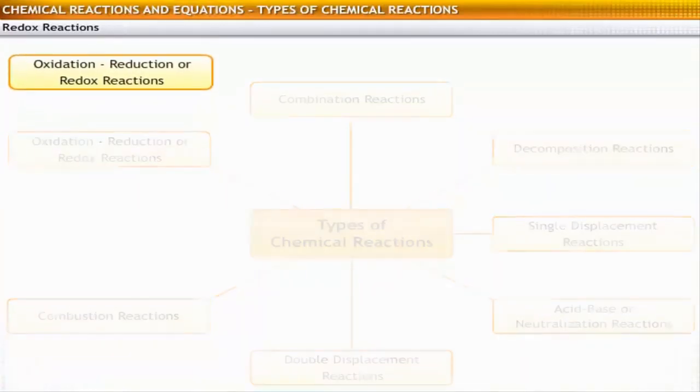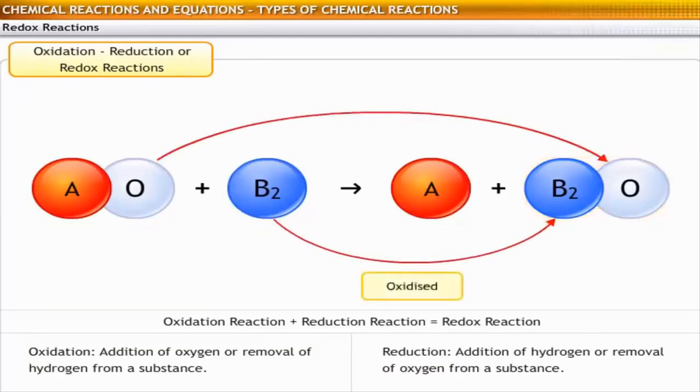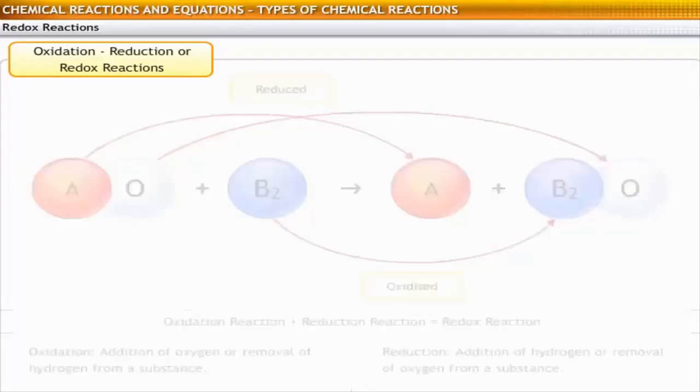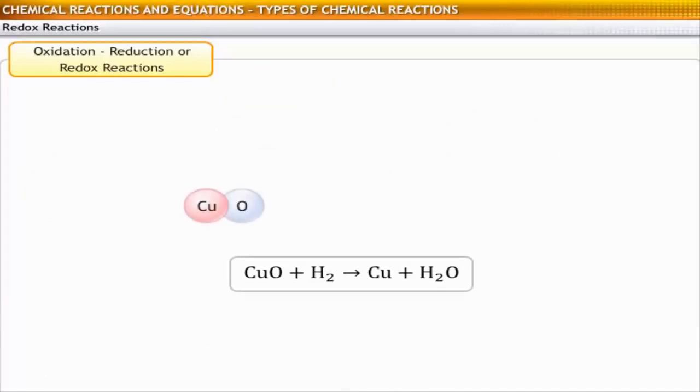Oxidation and reduction reactions occurring together are known as redox reactions. In a redox reaction, a substance that gains oxygen is said to have been oxidized, and the one that loses oxygen is said to have been reduced. Let's use an example to explain redox reaction. Copper oxide on heating with hydrogen forms copper metal and water.